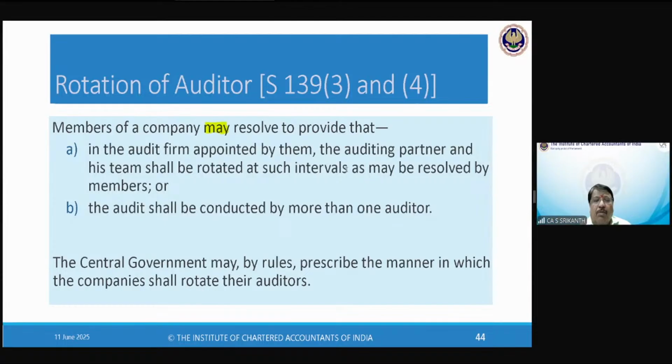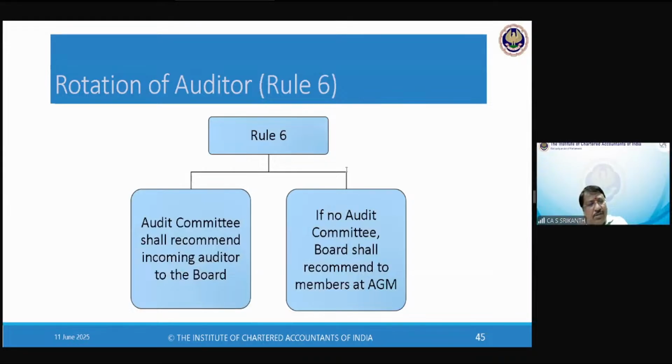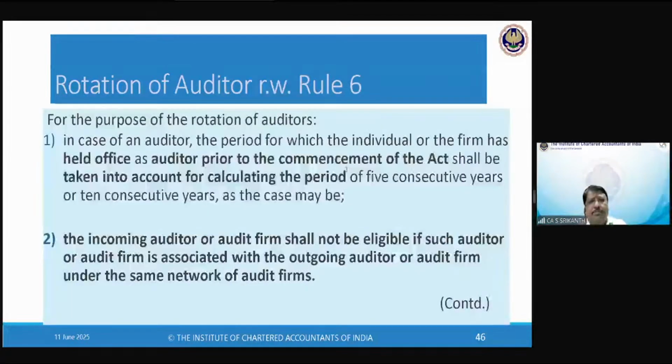Okay. So the central government may by rules prescribe the manner in which the company shall rotate their auditors. Rotation of auditors is good. No doubt about it. I'm not against rotation. But other methods can also be used. Rule 6: the audit committee shall recommend the incoming auditor to the board. If there is no audit committee, the board shall recommend.